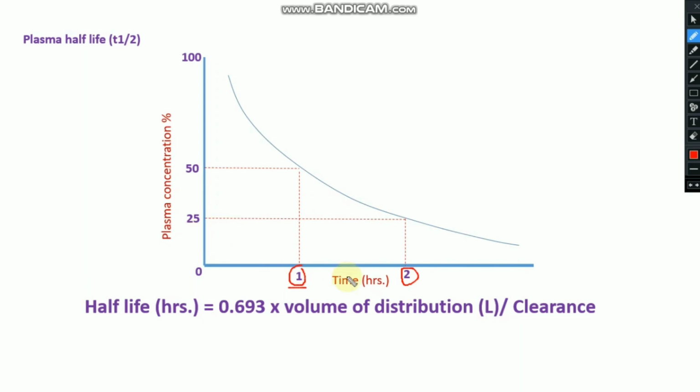Alright, and there is a formula for the half-life, which is calculated as 0.693 times the volume of distribution divided by clearance. So by this formula you can calculate the plasma half-life. And there is another formula, that is T half equals 0.693 divided by lambda. Lambda is a constant and needs to be estimated.